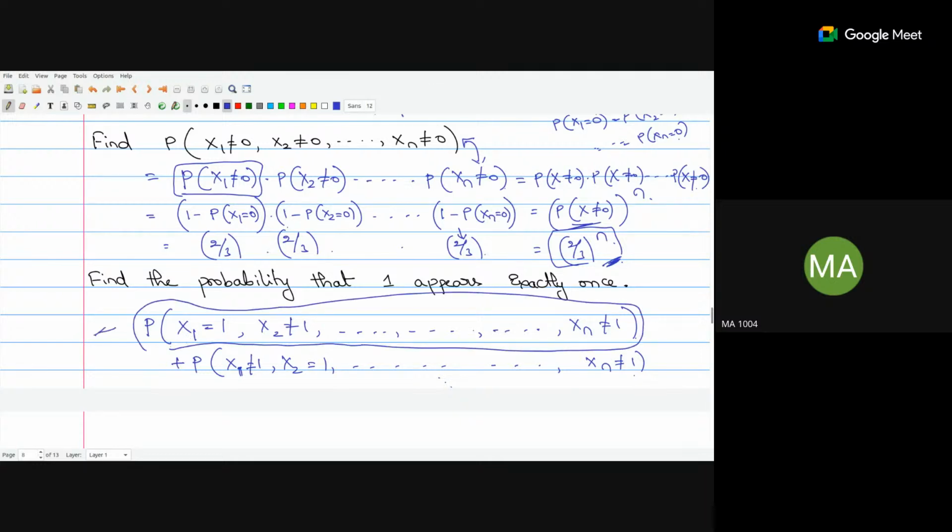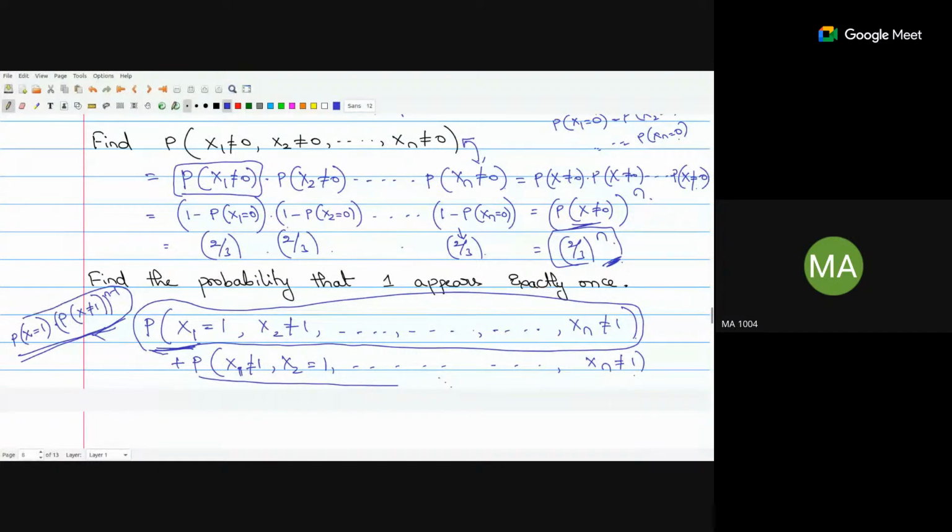So I can write this simply as the probability that x1 is equal to 1 times the probability that x not equal to 1 to the power n minus 1. And this whole thing is multiplied, not only by this, the whole is multiplied by n, that will come. So for this it is this. If you try to compute for the second one, then also you will get the same thing.